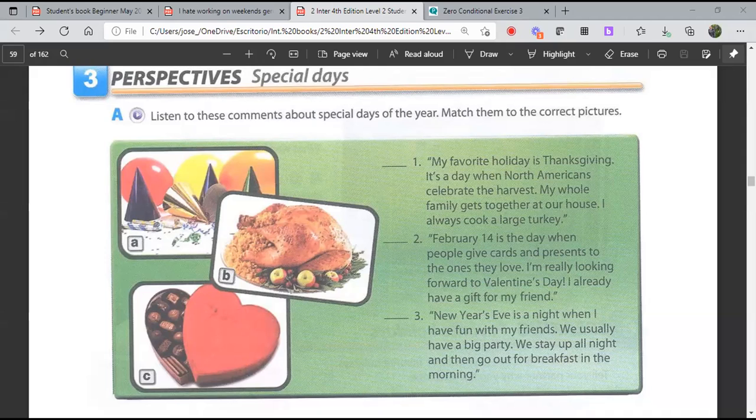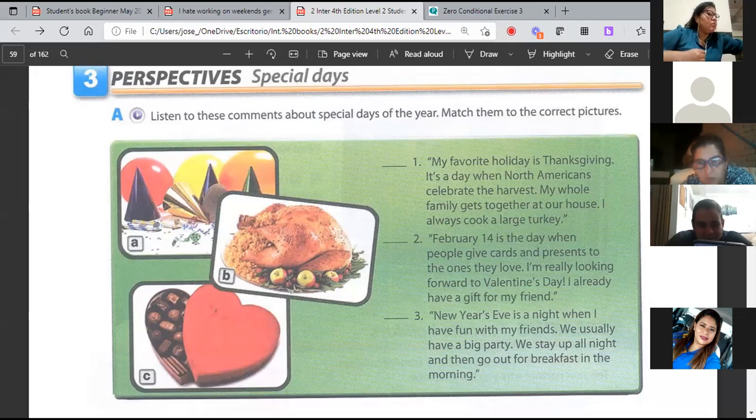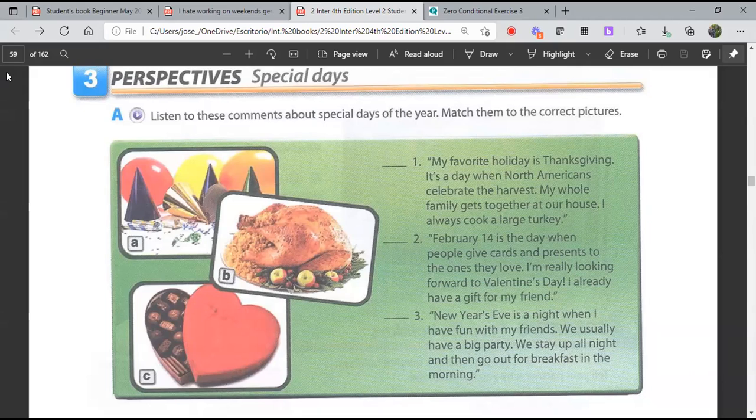Okay, here we go. Listen up. Unit 8. Let's celebrate. Page 51, exercise 3. Perspectives. Special days. Part A. Listen to these comments about special days of the year. Match them to the correct pictures.